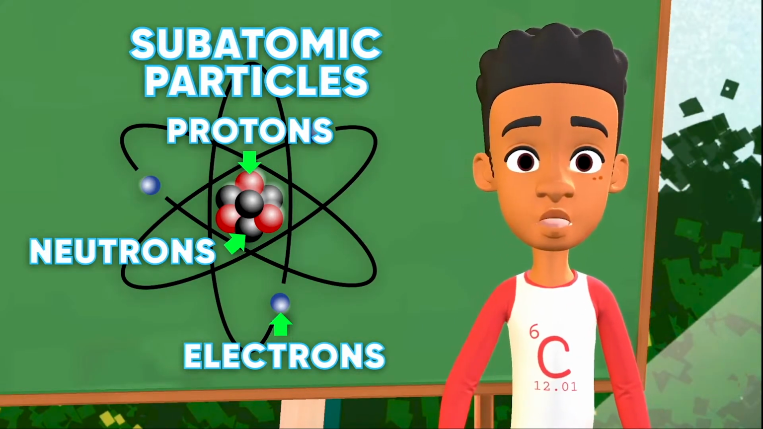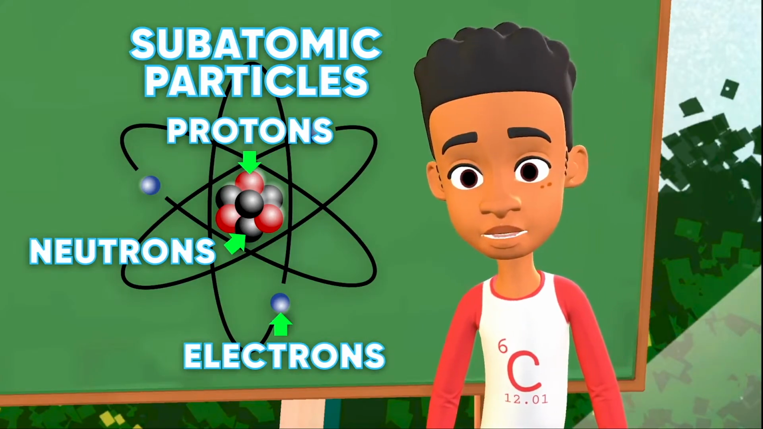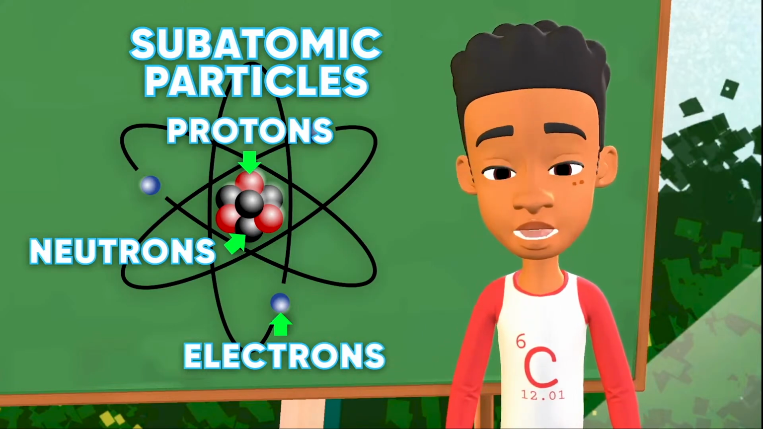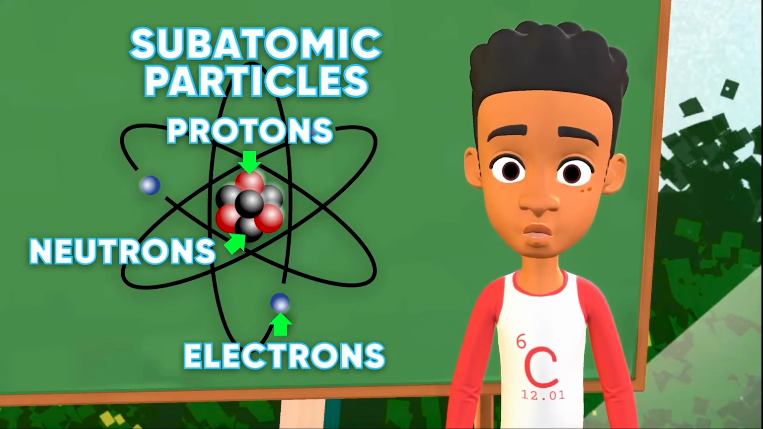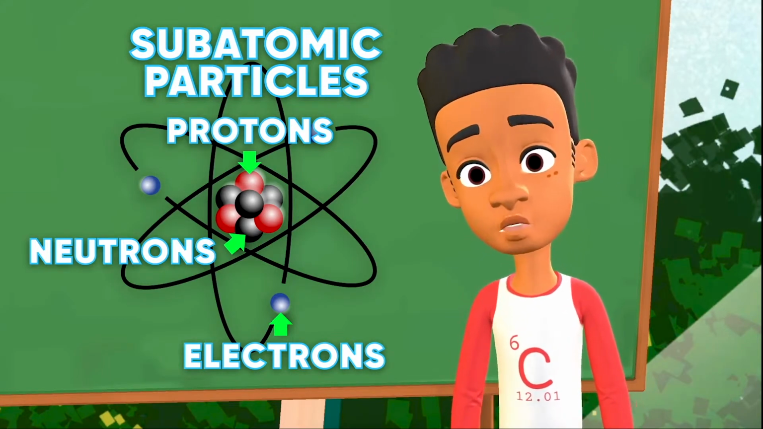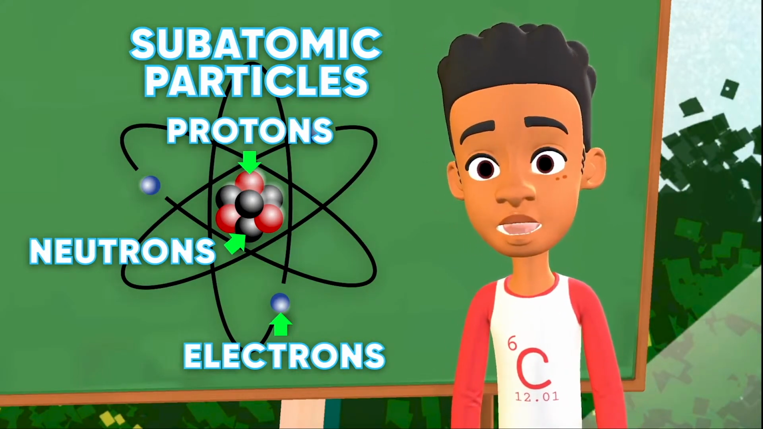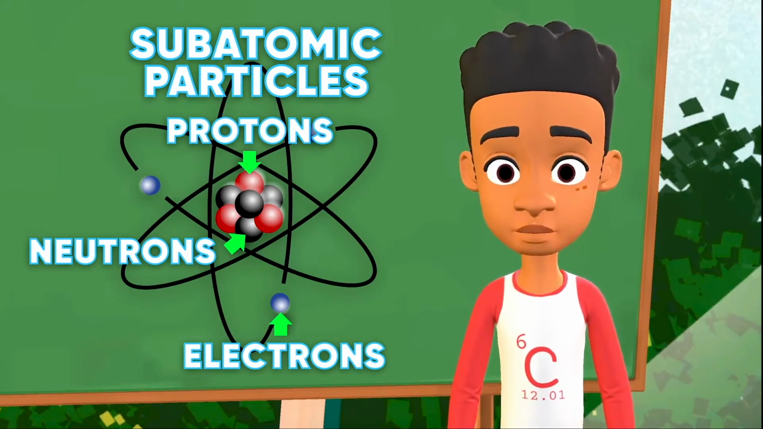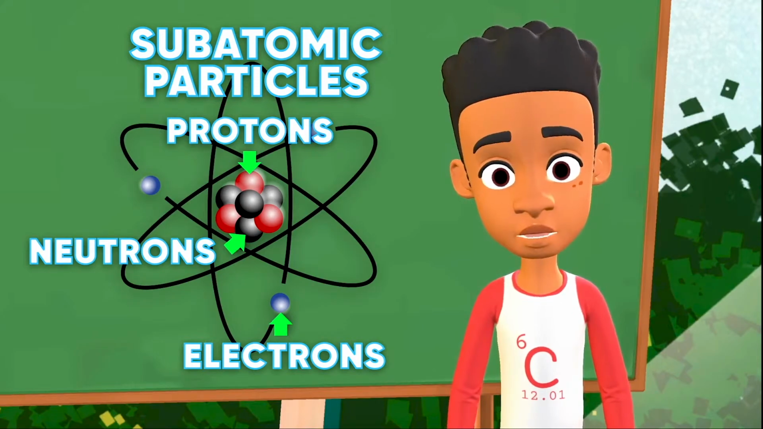Why are these subatomic particles important? The reason is that what makes an element unique is the number of protons it has in its nucleus. Also, the number of electrons an atom has determines what kind of chemical reactions it can go through. Every element has its own unique number of protons. No elements share the same number of protons.